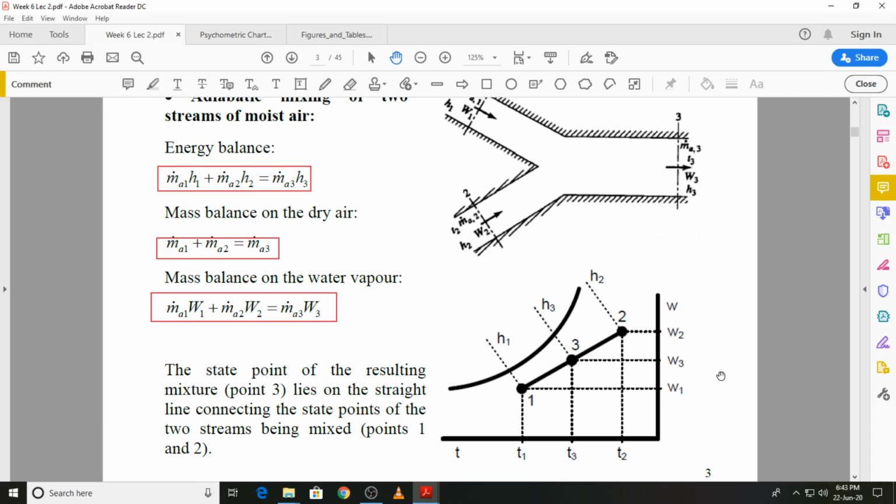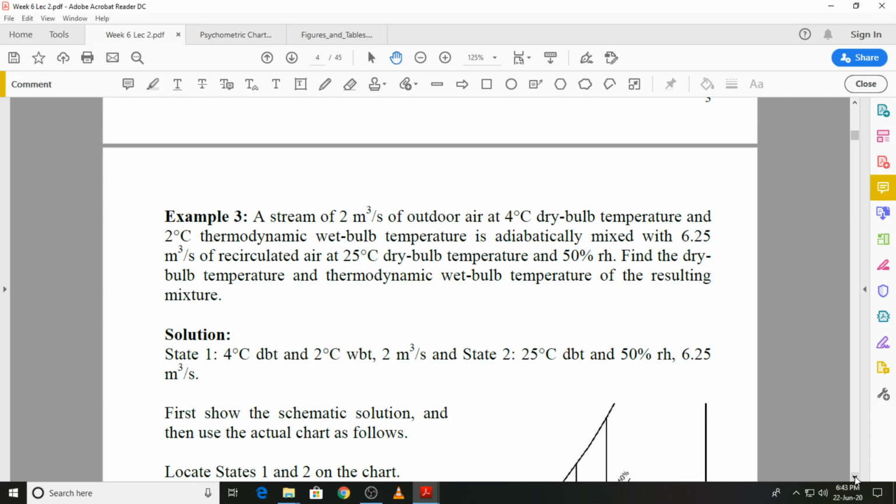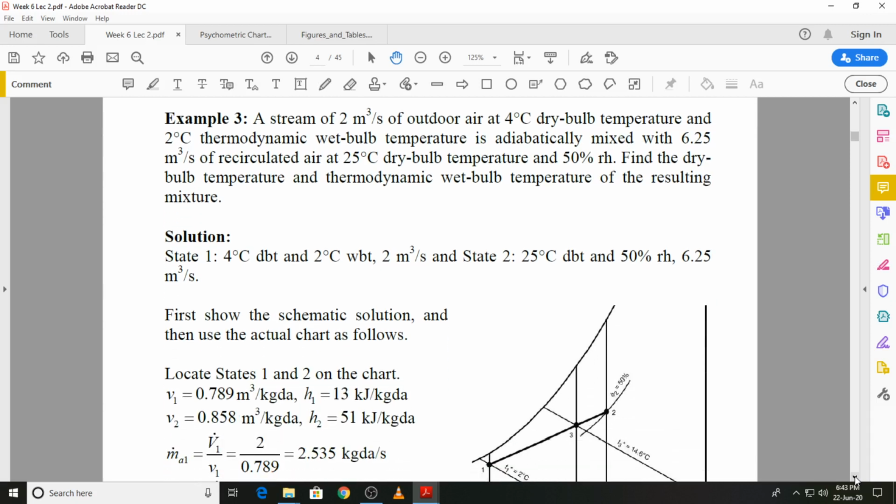And that is what we will do next. We will go through an example of this process in which we are given a certain volume flow rate of air at certain dry bulb temperature and wet bulb temperature, which is adiabatically mixed with another air stream at a different dry bulb temperature and relative humidity and a different volume flow rate. And you are asked to find out the dry bulb temperature and the wet bulb temperature of the resulting air stream.